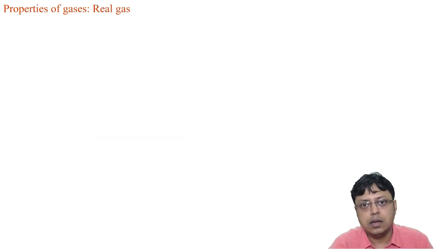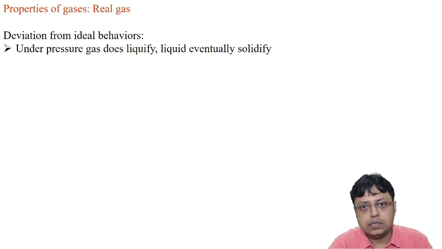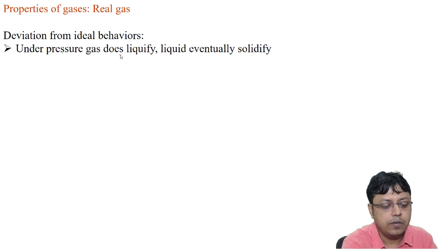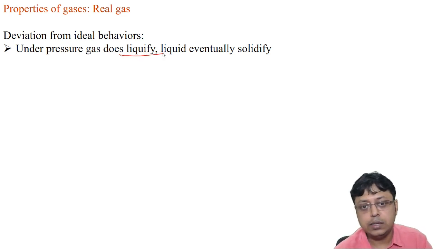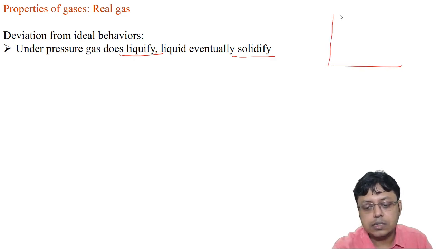Now let us discuss how real gases behave. As you know, the ideal gas equation was a hypothesized version, meaning no real gas will show ideal behavior except for certain conditions that we are going to discuss. Now the question is, what are the deviations that we observe experimentally when a real gas is pressurized? Any gas under sufficient pressure forms liquid and eventually the liquid forms solid. However, the ideal gas law does not predict it.